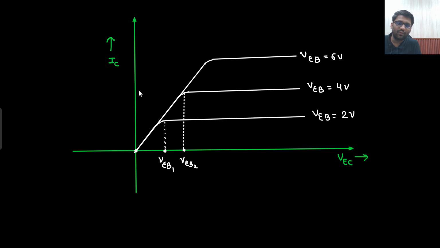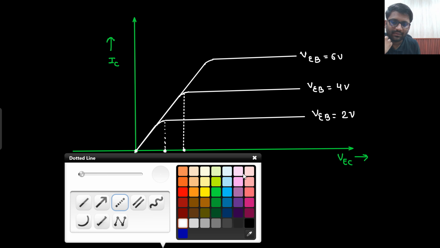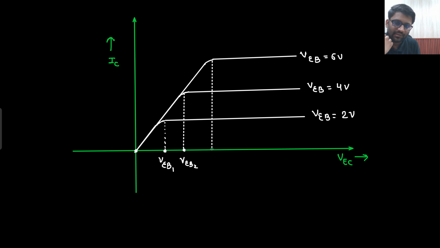At VB equals 4 volt, you are having some certain IC current. But when you are applying 6 volt, much more current would be there. So this gap would be different, okay? But just for showing purposes, we can show it in this manner. All good? All fine? So this is your VB3. So this kind of graph we will be getting.